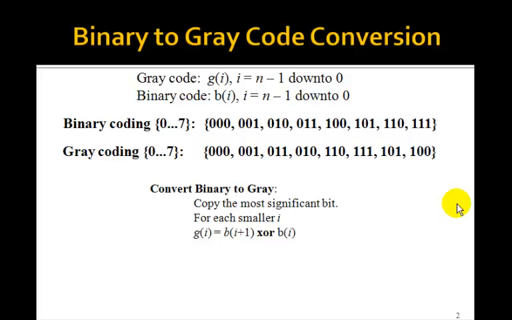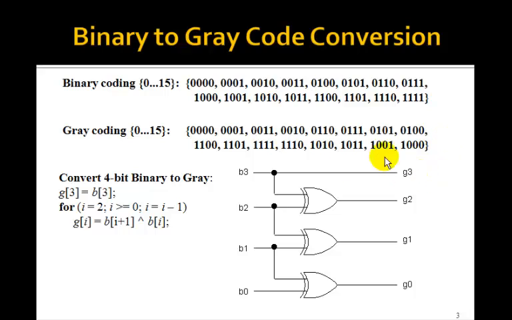Remember from the last lesson, this was the algorithm to convert any binary number to the corresponding gray code. You copied the most significant bit, and then for each smaller bit, the Gi was just Bi plus 1 exclusive OR with Bi. This was the circuit that we saw could produce a conversion from a 4-bit binary number to the corresponding gray code number. And this was the algorithm that we wrote in terms of this for loop. Now this suggests that we might be able to use a VHDL for loop to generate this circuit. And this turns out to be the case, and let's take a look at how we can do that.